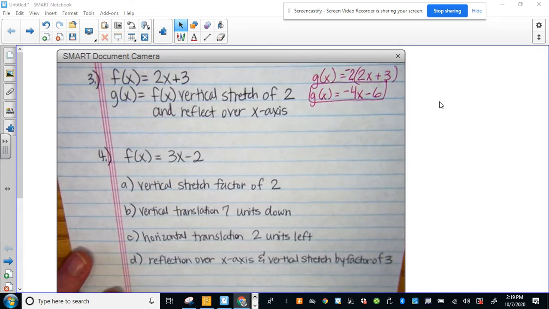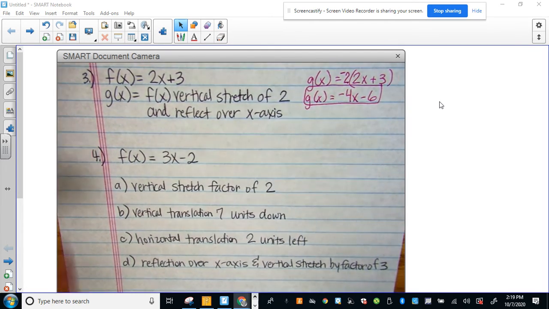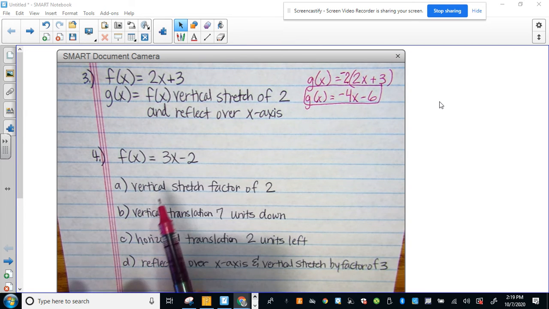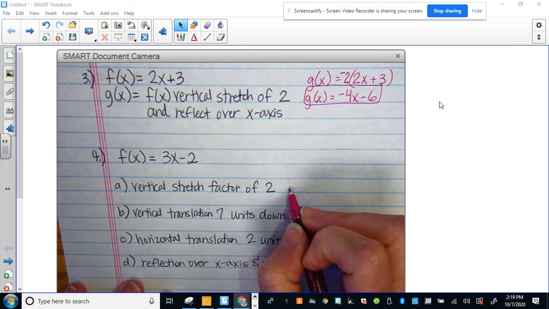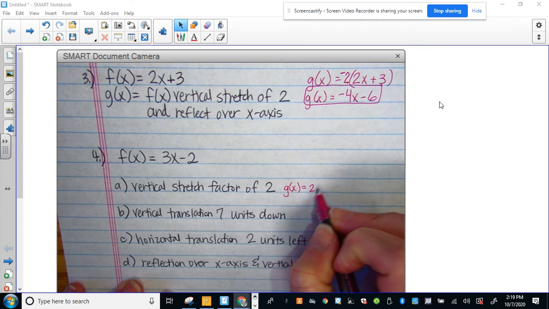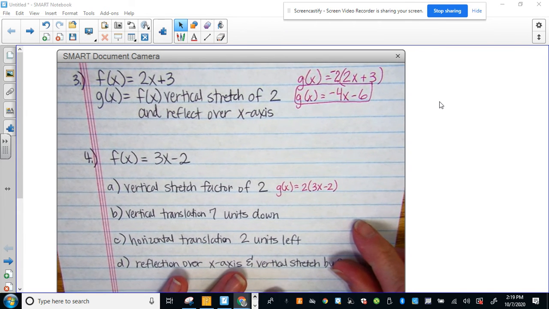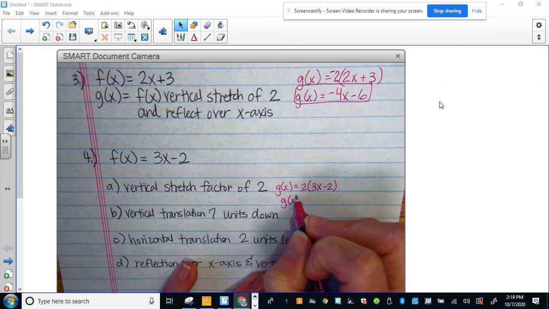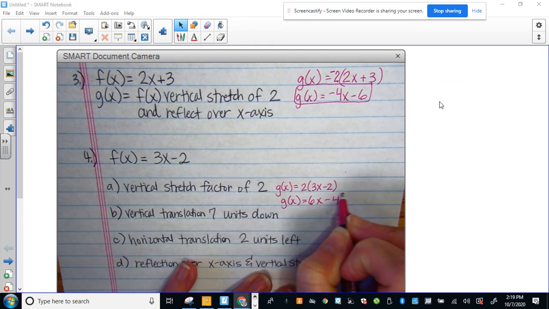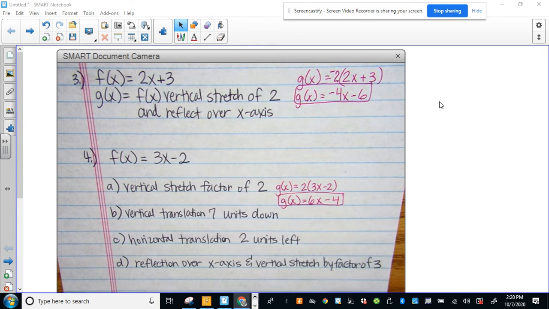Now this one we're going to try a variety. So the first one is a vertical stretch by a factor of 2. That just means we're going to put a 2 in front of the line or the equation. And so that's going to give me g of x equals 6x minus 4. A stretch factor of 2. Put the 2 in the front.